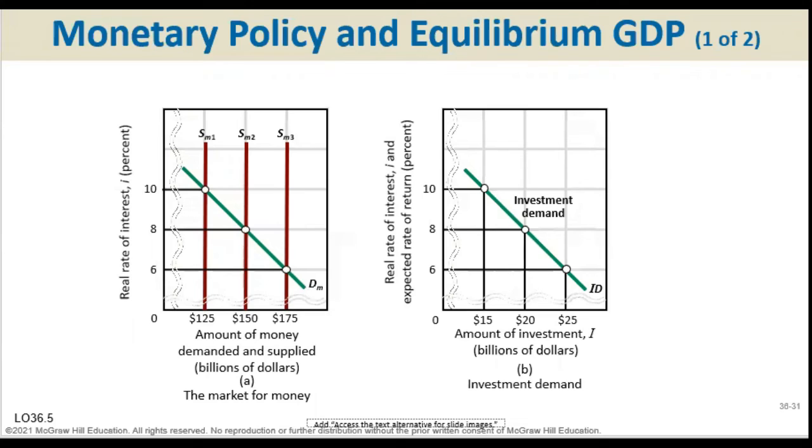This graph illustrates the investment demand in B and the market for money in A. So an expansionary monetary policy shifts the money supply curve in A over here. It shifts the money supply to the right, right? So you can see SM1, SM2, SM3. The expansionary policy will shift the money supply to the right.